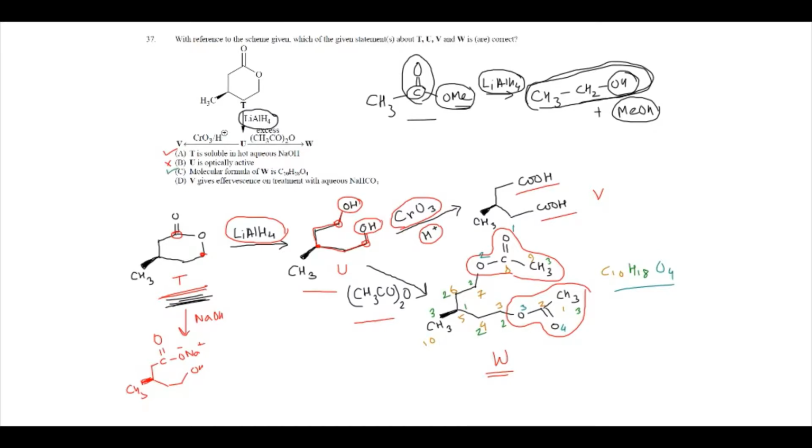What about option D? D gives effervescence on treatment with aqueous sodium bicarbonate. We know that when there is a carboxylic acid group, it will react with sodium bicarbonate to give effervescence. Now let us check if V has a carboxylic acid group. Yes, it has 2 carboxylic acid groups, so definitely it is going to give effervescence in presence of sodium bicarbonate. So option D is also correct. So options A, C and D are correct.